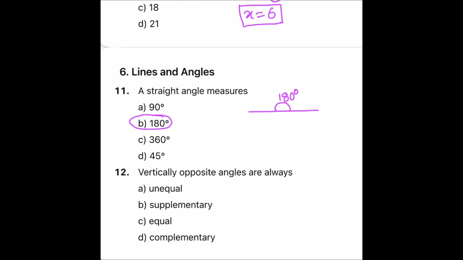Next one is question 12. Vertically opposite angles are always unequal, supplementary, equal, or complementary. So let's draw and make vertically opposite angles. These are our vertically opposite angles and these are always equal. So C will be the correct answer.